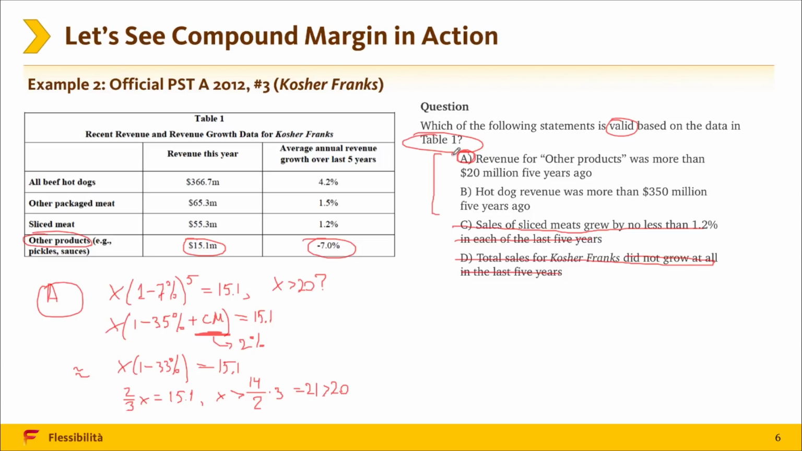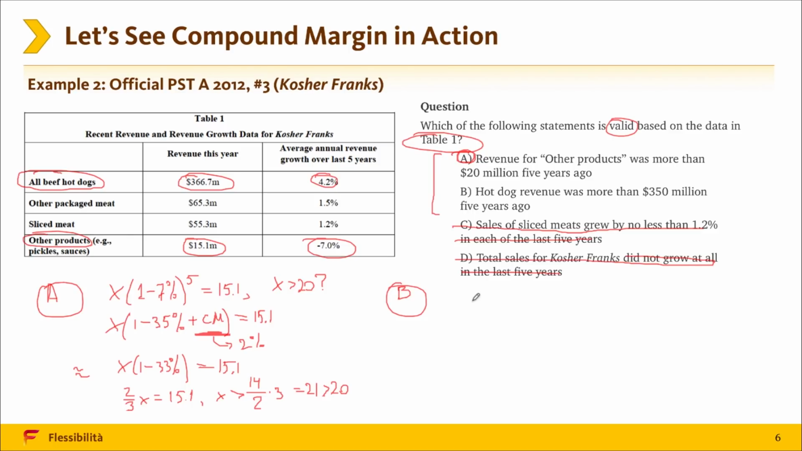In a real PST setting, once we know that A is true, we would stop solving this question and continue to other questions, right? But here, for the sake of instruction, let's consider option B as well. Because here, too, compound margin will help us deal with it. Hot dog revenue was more than 350 million 5 years ago. Hot dog revenue this year 366, and the annual growth was 4.2.